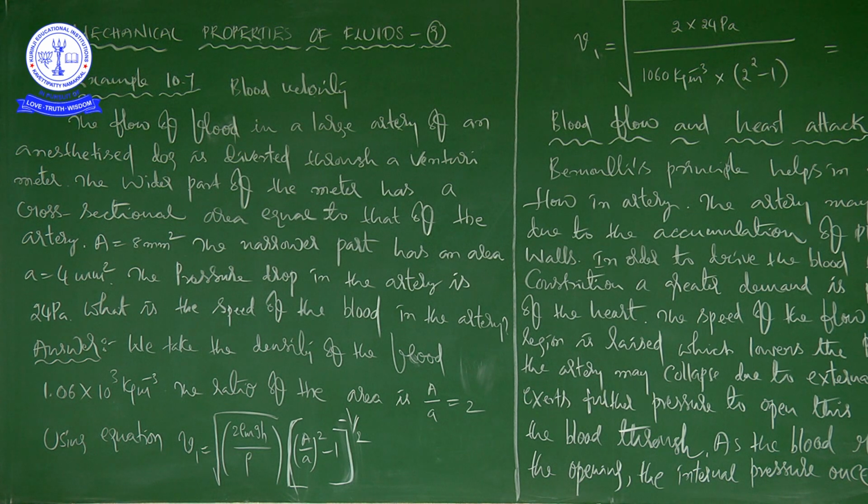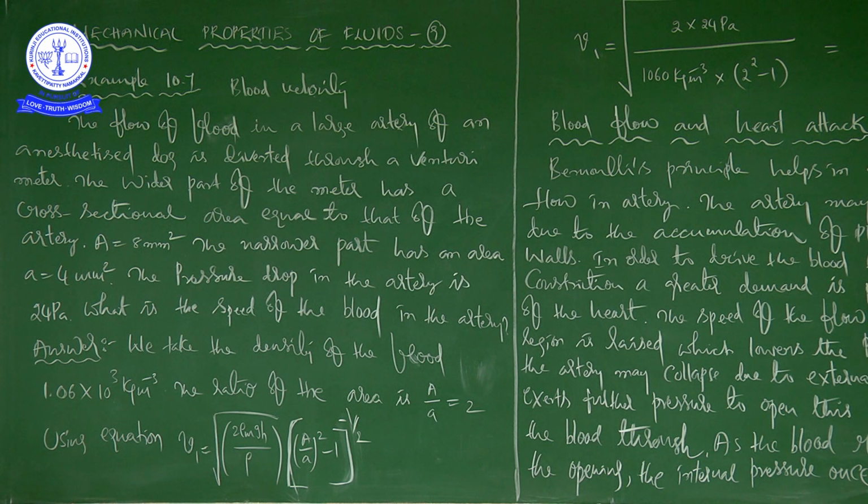Here, for example, he has taken an anesthetized dog. The flow of blood in a large artery of an anesthetized dog is diverted through a venturi meter. The wider part of the meter has a cross-sectional area of 8 millimeter square. The narrower part has an area of 4 millimeter square. The pressure drop in the artery is 24 Pascal. What is the speed of the blood in the artery?